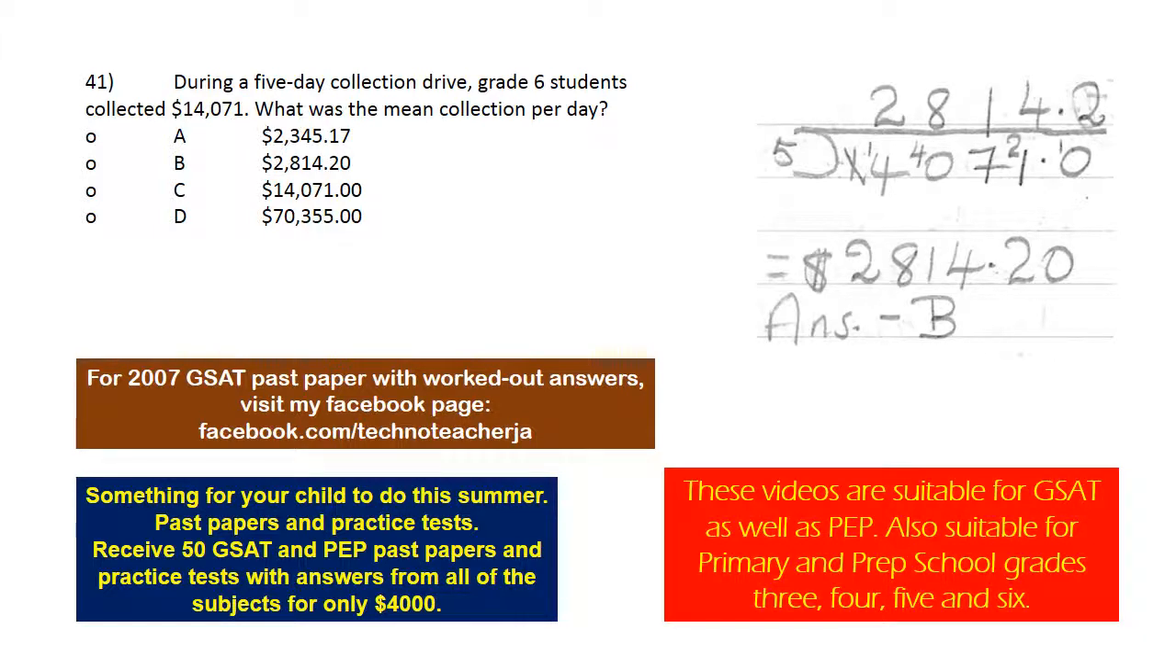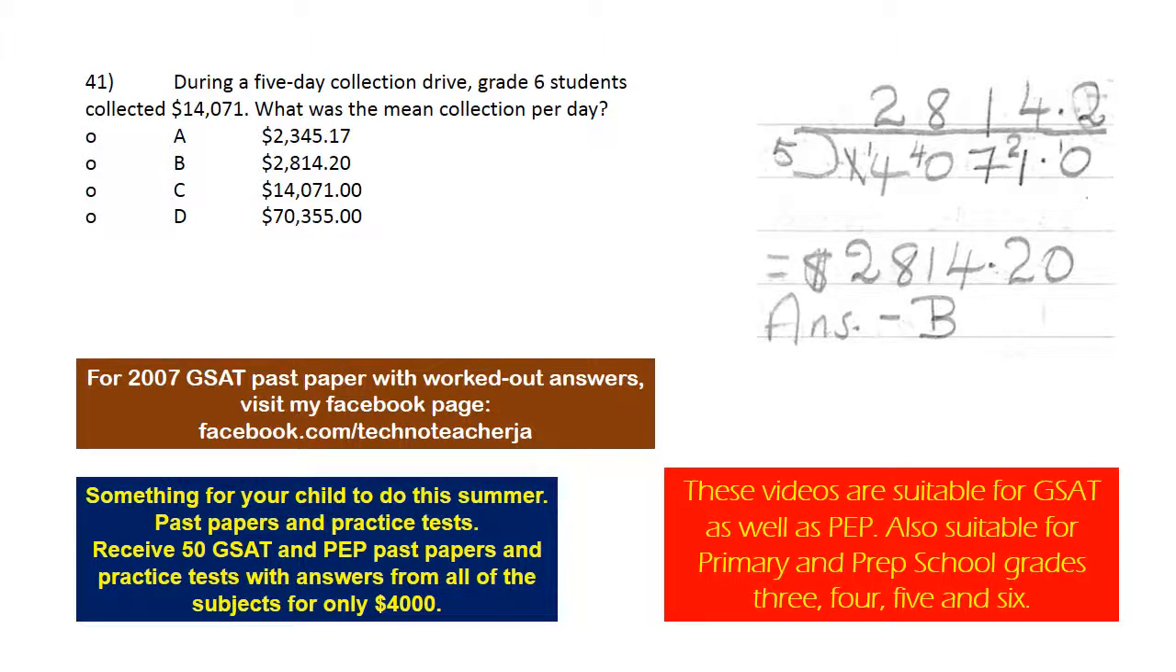So what are you going to do? What is left to do? Divide 14,071 by 5, because it was collected over a 5-day period and I want to know what is the mean collection per day. So you divide 14,071 by 5. Okay, so let's divide.